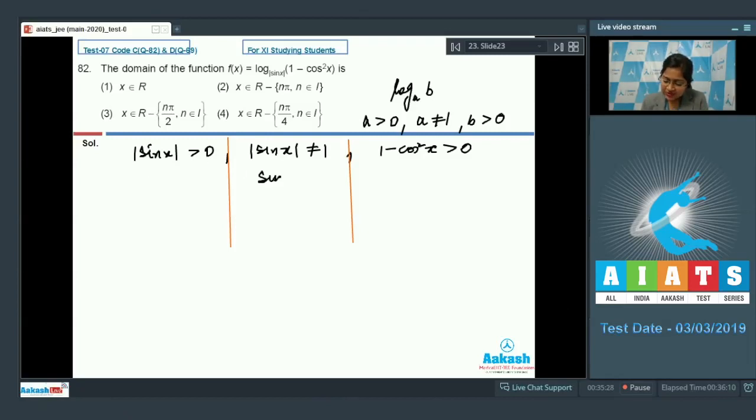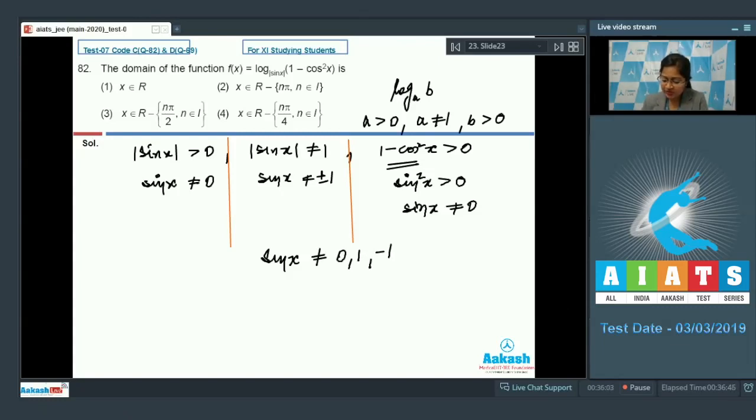Now, this says that sin x should not be equal to plus minus 1. This says that sin x should not be equal to 0, because mod of sin x is always greater than or equal to 0. And 1 minus cos square x can be written as sin square x greater than 0, which again says that sin x should not be equal to 0. So, in whole, sin x should not be equal to 0, 1 and minus 1. From here, we can say that x will belong to R minus n pi by 2, where n belongs to integers. So, the correct answer will be option number 3.